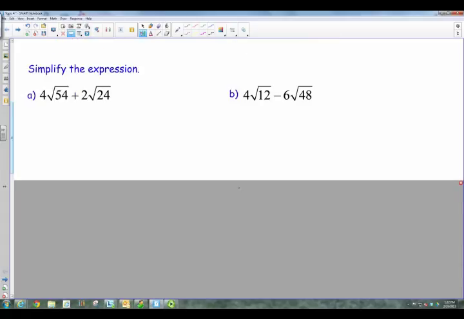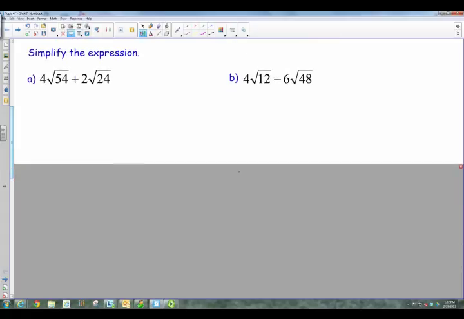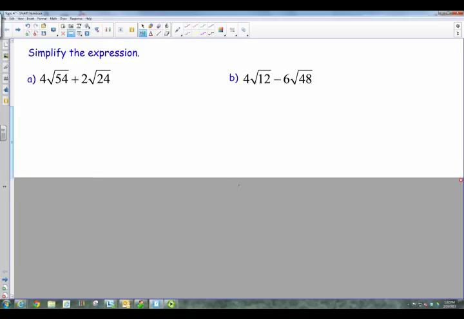Now, if they're not, what we have to do is try and see if we can make them the same. So, for this first example, I've got 4 square roots of 54 plus 2 square roots of 24. Well, we saw in the last section that we can try and break those things down. So if I take 54 and turn that into 9 times 6, and I take 24 and turn that into 4 times 6, they can be simplified. So the 54, I can take the square root of 9 and get a 3. Now that 3 gets multiplied with this 4, and it turns into 12 square roots of 6.